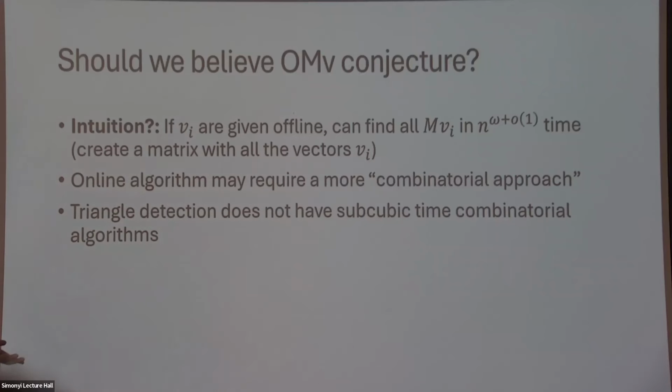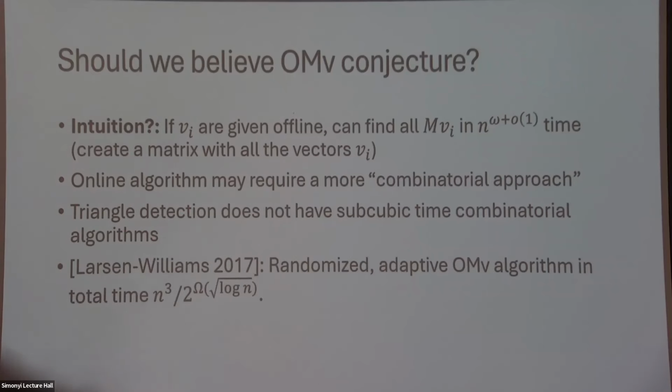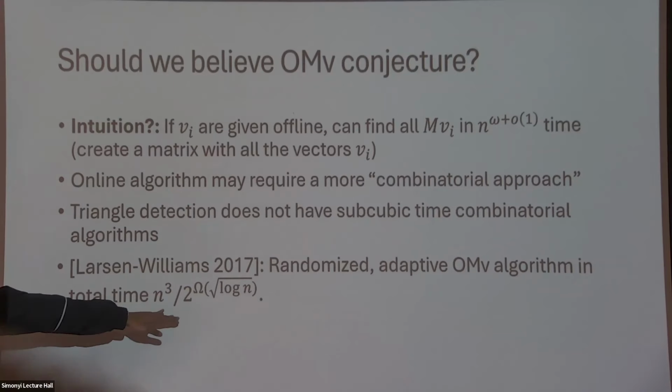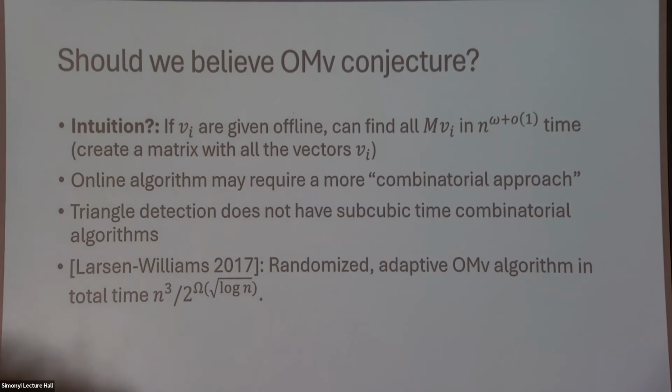Okay, should we believe this conjecture? Well, I don't really know. But possibly a counterpoint that makes this conjecture not seem that feasible, or at least sketchy, is that there is a randomized algorithm that has the following total runtime: n cubed over 2 to the square root log n. And while I'm not going to get into how this works, it's based on various algebraic techniques.